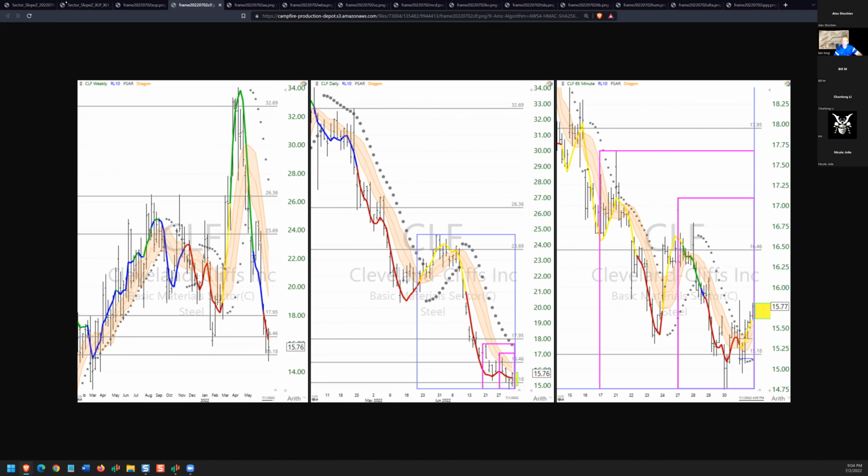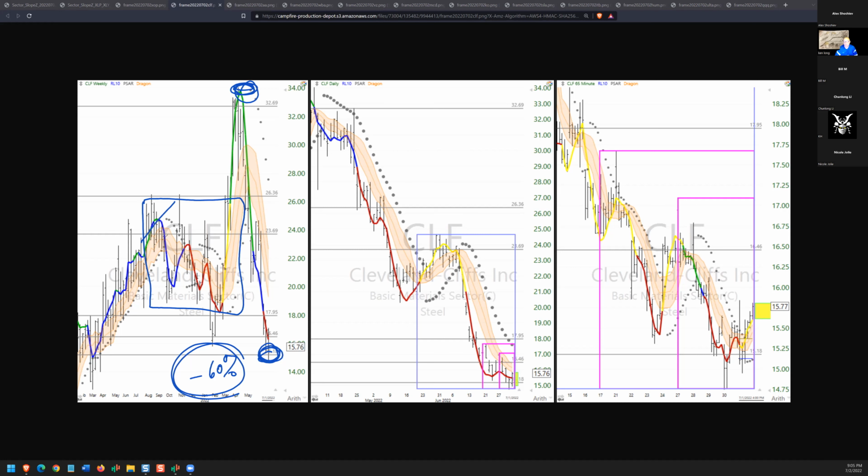Cliff Natural Resources, even better, if that's even possible. From 34 to 15, that's minus 60%. And all the steel companies are like that. So notice that on the weekly, you had this. And this is where it was supposed to roll over, just like it did twice. Yeah, this is, all of these are, please notice the chart, weekly, daily, 65-minute. Standard practice.